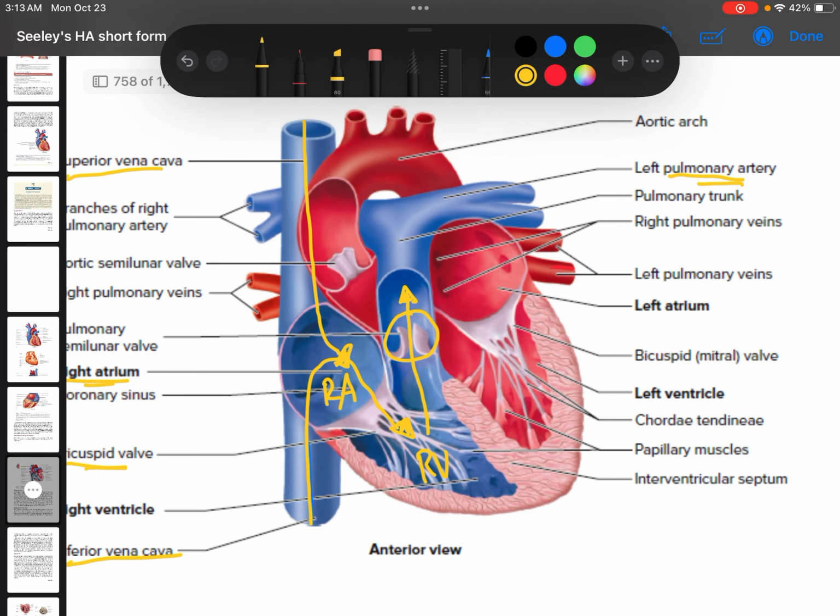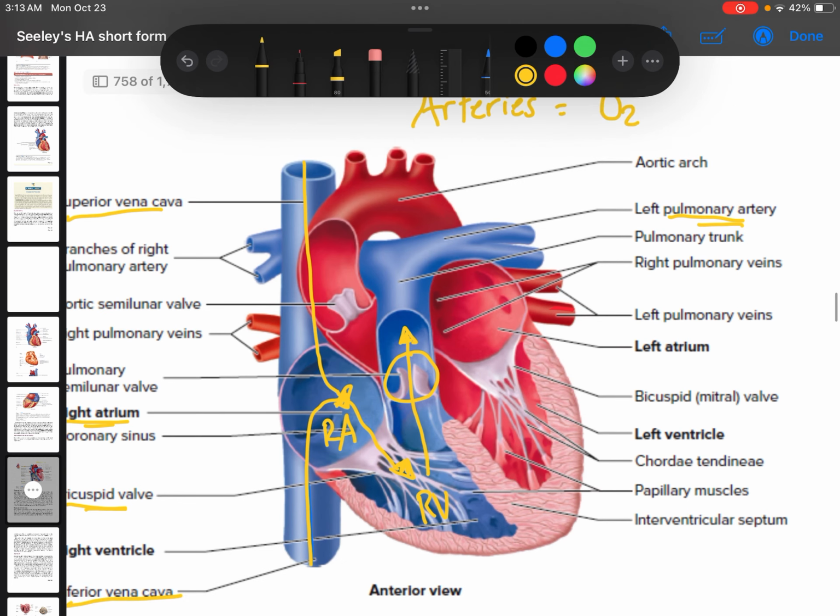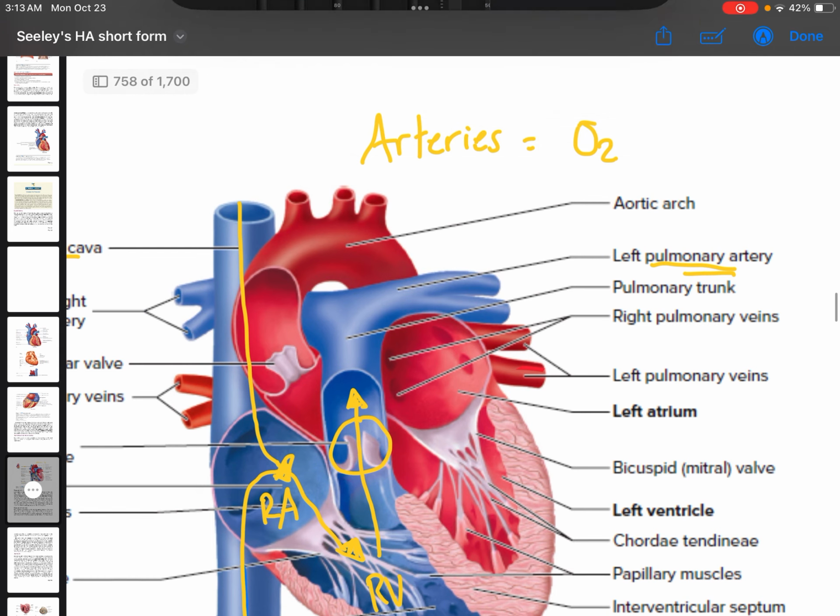Now if you remember, class, the pulmonary artery, the one in blue, is the only artery that will carry unoxygenated blood, because normally, class, arteries will carry oxygenated blood, but the pulmonary artery is the exception. Okay.